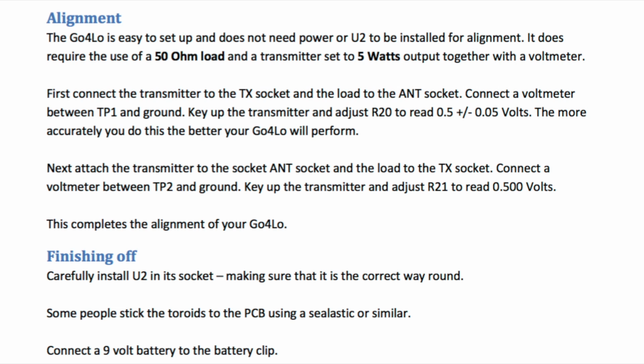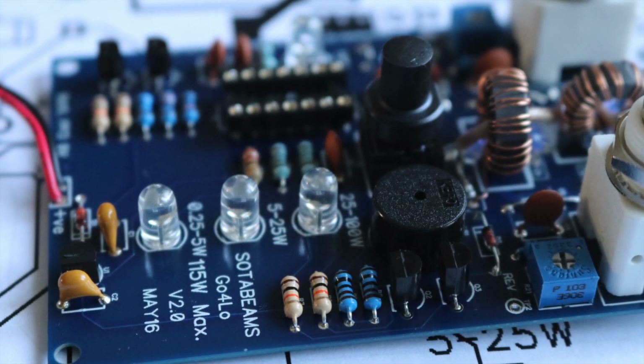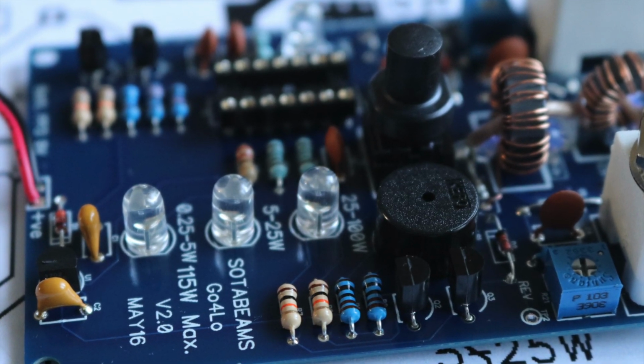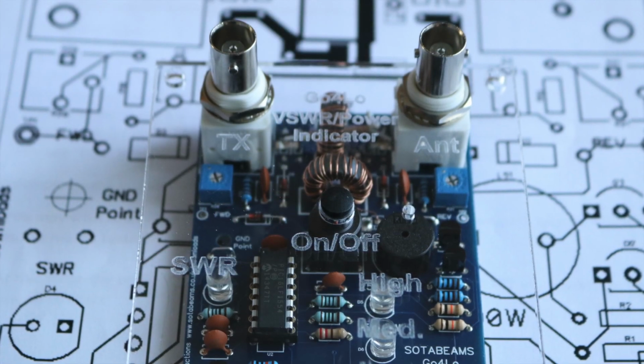After a fairly simple alignment process that just requires a 5 watt transceiver, a 50 ohm load and a voltmeter which can read around 500 millivolts plus or minus 50 millivolts, I remove the protective covering from the faceplate and use the two nylon standoffs and the BNC sockets to fix the board to the cover.